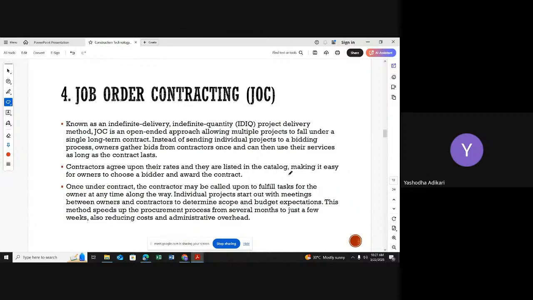Once under contract, the contractor will be called upon to fulfill tasks for the owner at any time along the way. Individual projects start out with meetings between owner and contractors to determine scope and budget expectations. This method speeds up the procurement process from several months to just a few weeks, also reducing cost and administrative overheads. Right. Because now you are working under a long-term contract, sometimes we can work on 2-3 projects with the same contractor. That means definitely you can reduce some administration cost.